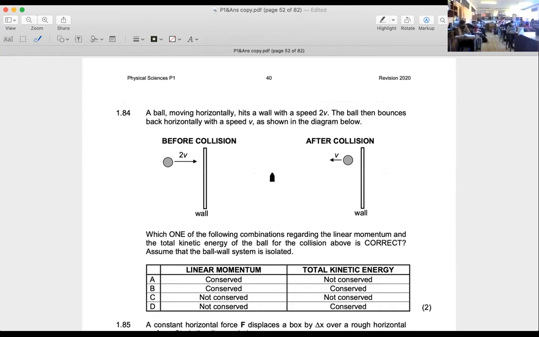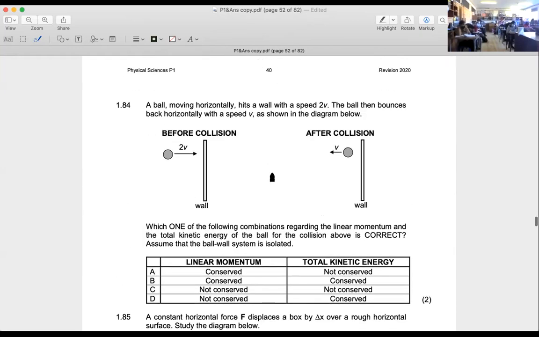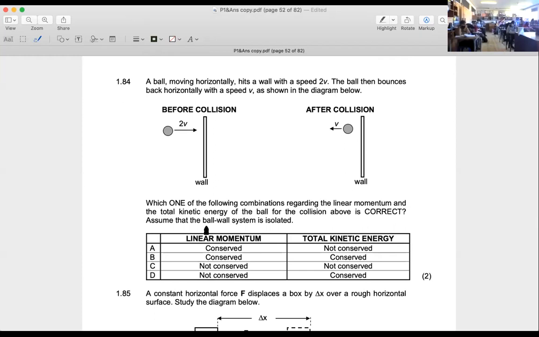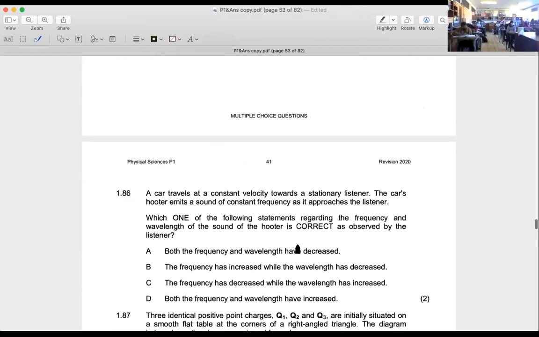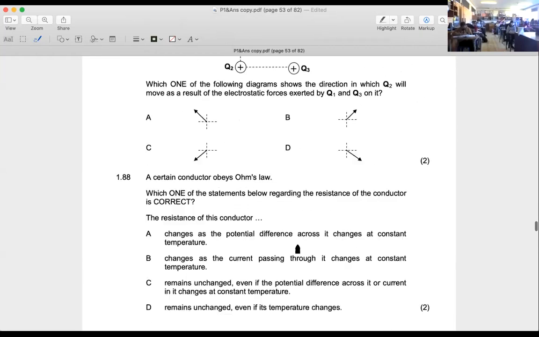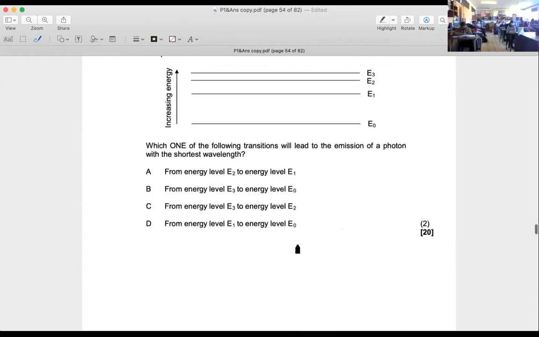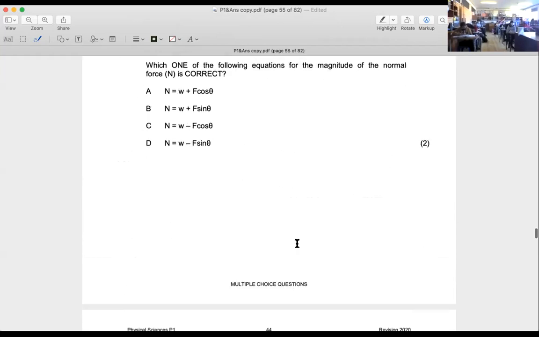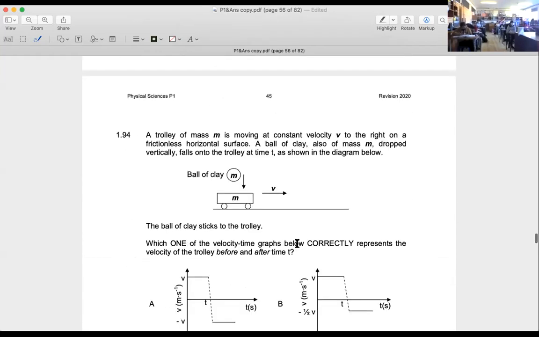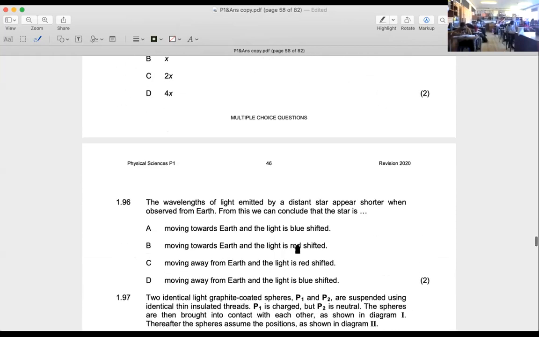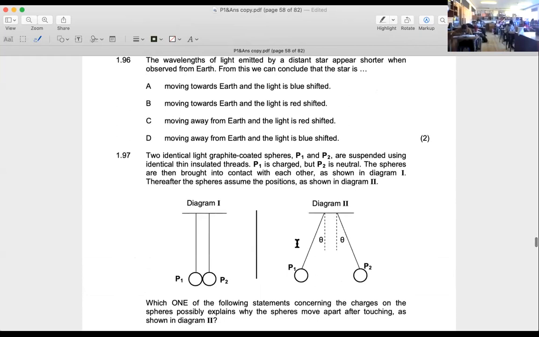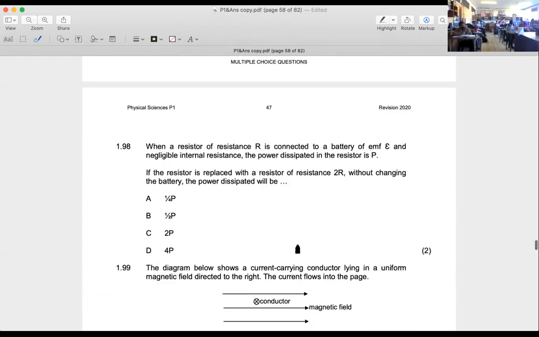I know we did this one before. But momentum's always conserved, kinetic energy is not in this case. So here the momentum's conserved, the kinetic energy is not. That would be probably, they like to mix that up a little bit. Okay. That's not momentum.